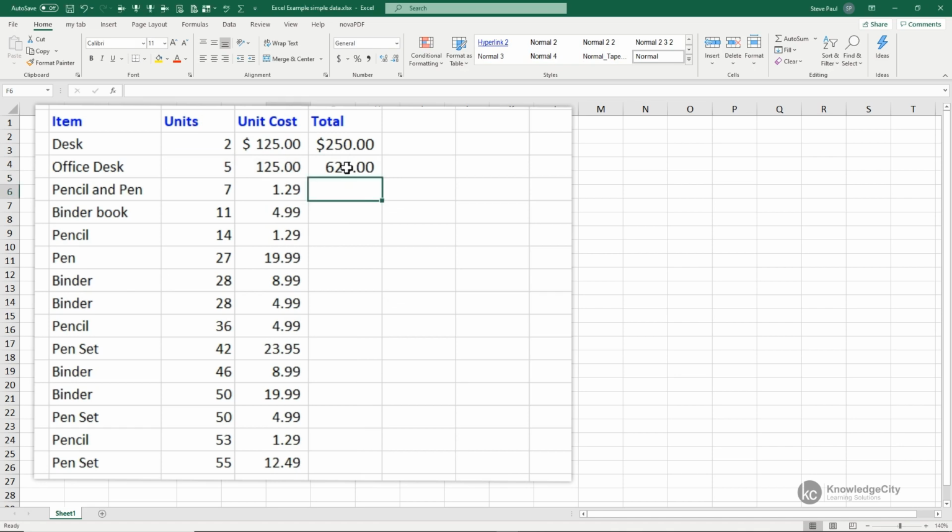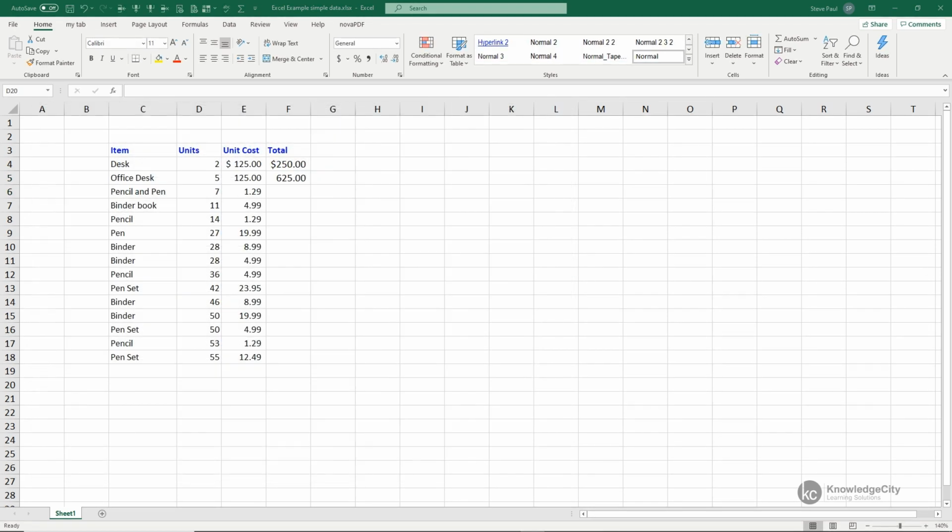Now, if we look at the cell, it's going to have up in the formula bar the information. If we double click it, it's going to have the formula here. So now instead of using numbers, we're using a cell reference, which in this case is D5 times E5, which will give us the answer. Enter, and we have our answer here.